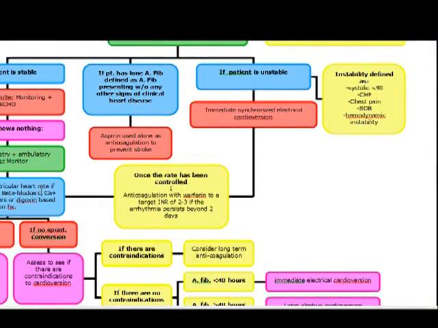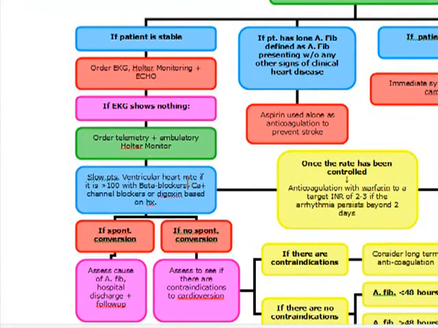Okay, so calcium channel blockers we know are usually our first line. But what if the patient's an asthmatic, for example? Our first line becomes a beta blocker. So based on the history, we're going to use either beta blockers, calcium channel blockers, or digoxin. Now, if the patient has spontaneous conversion with one of these drugs, we're going to assess the cause of the AFib, and we're going to discharge these patients and follow these patients up.